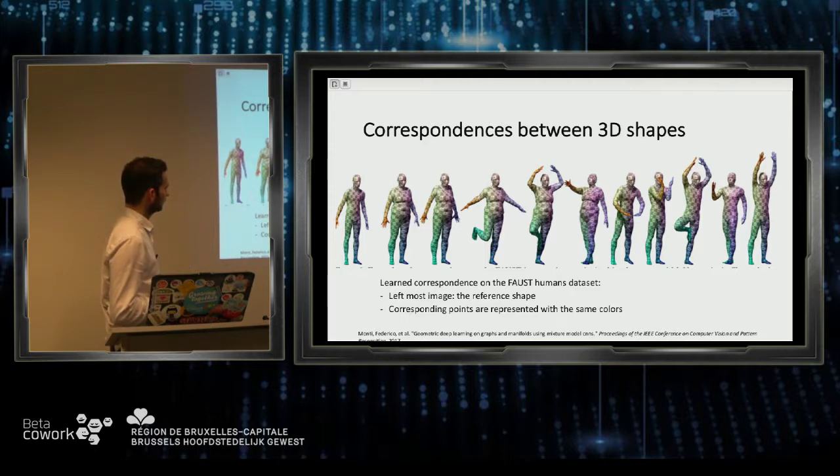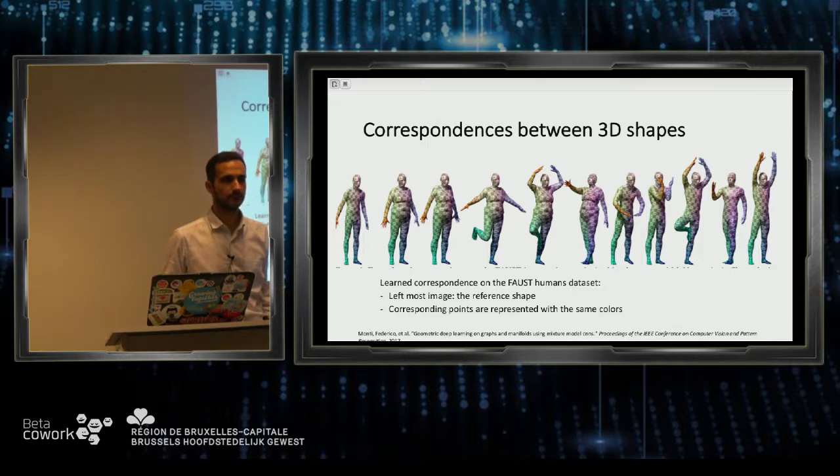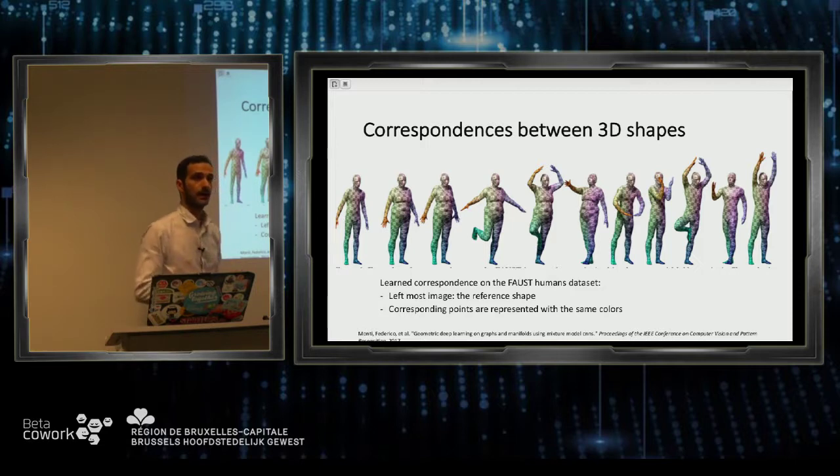You have the leftmost image, which is the reference shape, and you might, for example, find areas of that shape that are very similar to other shapes here. Basically, graph signals can be used here to encode the structure of this 3D shape and apply tasks like classification, to say, for instance, that this is a human, or if you have another shape, that this is an animal, or a car, or a vehicle.